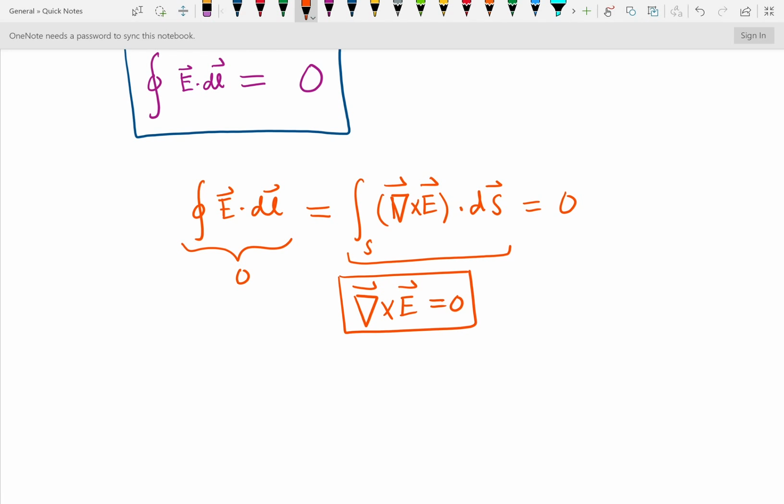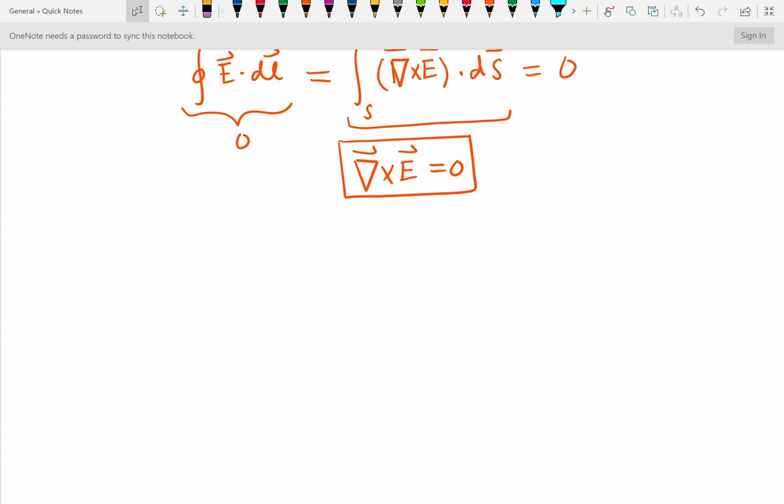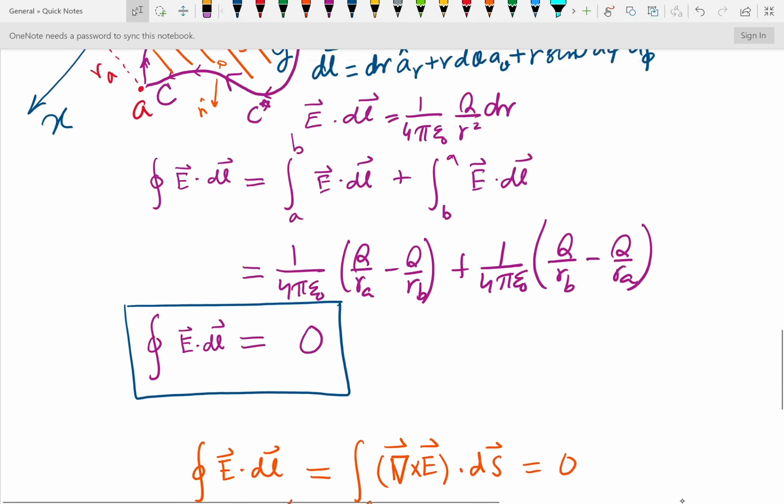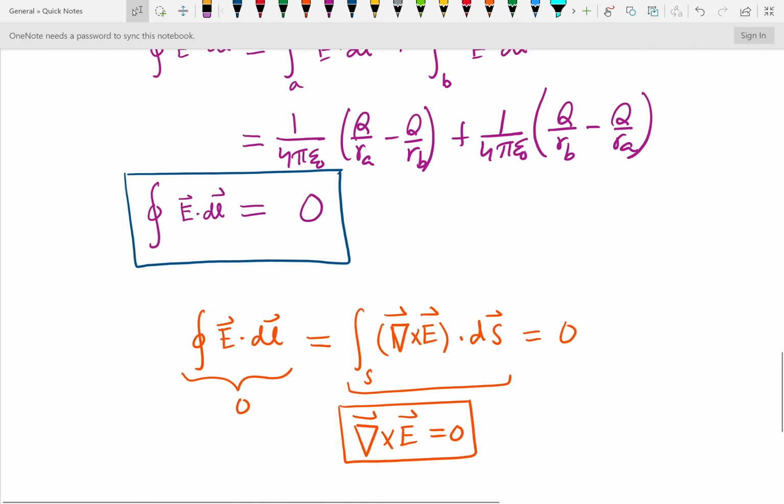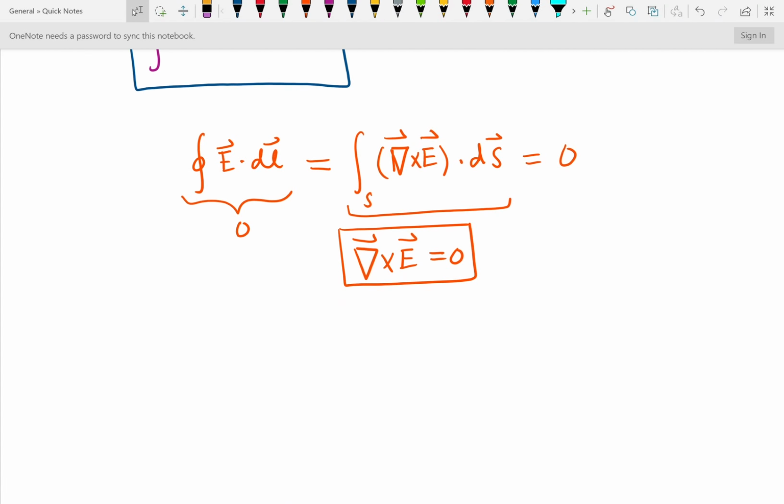The surface integral will be equal to 0 only when the curl of the electric field is equal to 0. So we have this result that the curl of an electric field due to a single static charge is equal to 0. I have proved this result for a field due to a single static charge placed at the origin. And you can see that the result is independent of the origin. It is independent of the coordinates. It holds no matter where the charge is located.